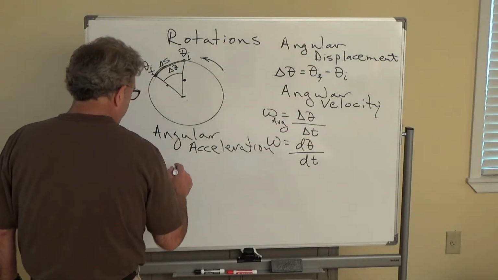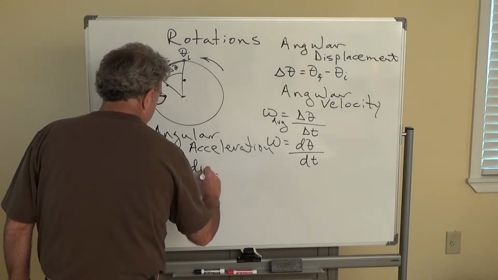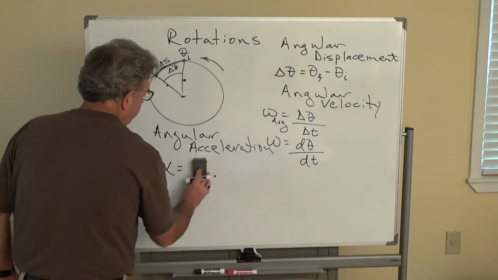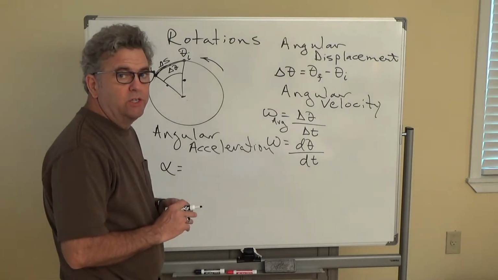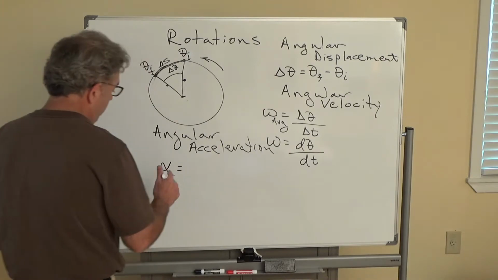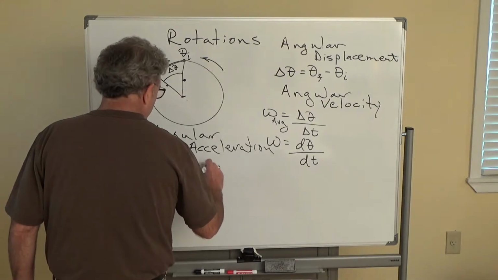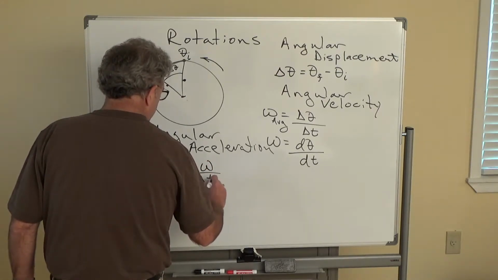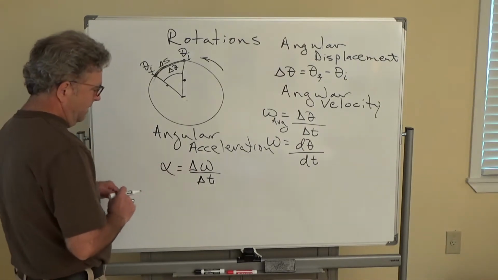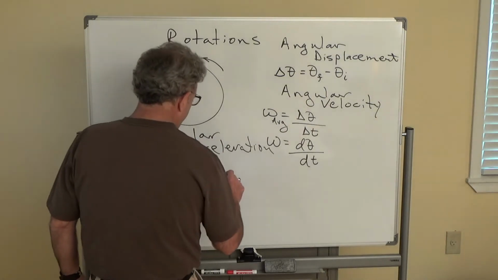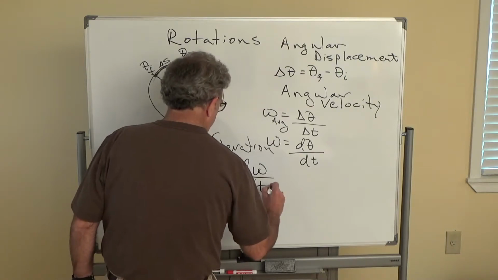Angular acceleration is alpha, and it's equal to d omega. Well, let me write it as the average. And for us, we're going to have constant acceleration, just like we did with linear motion. So alpha is delta omega divided by delta t. It's the rate of change of angular velocity. And that's also equal to d omega dt.